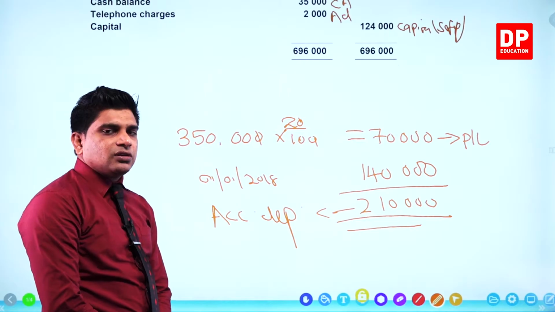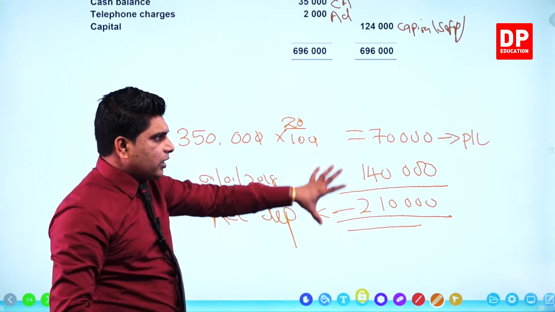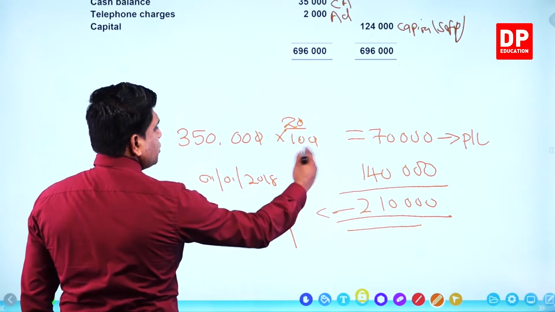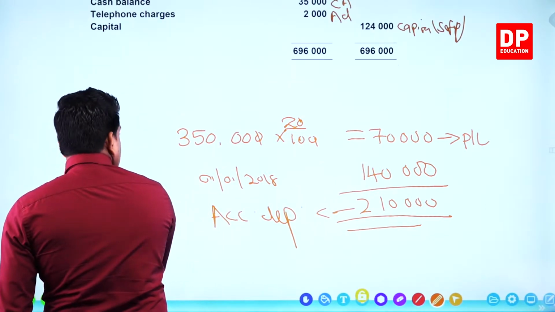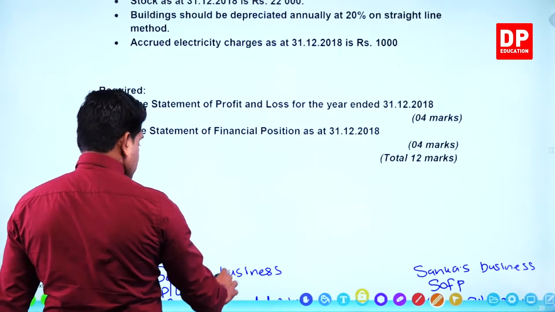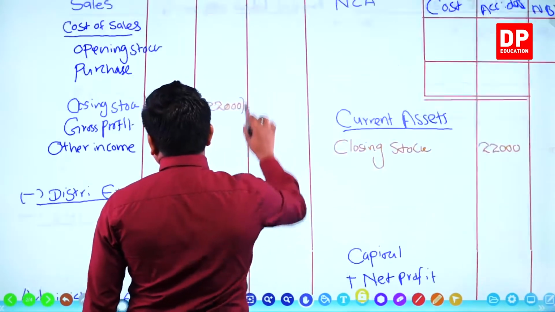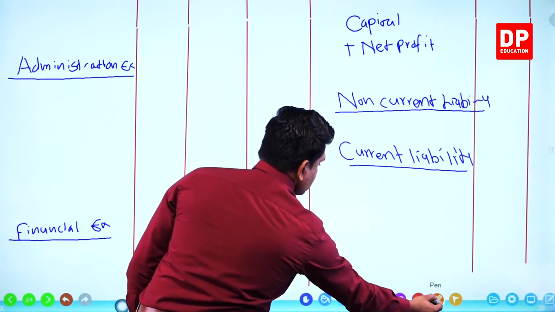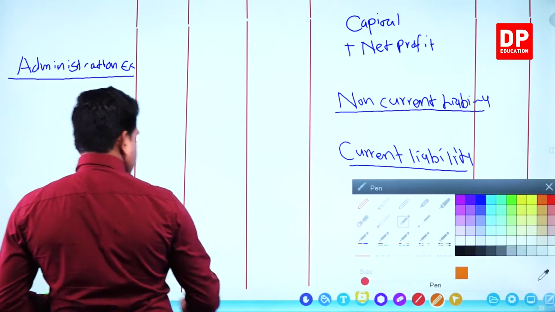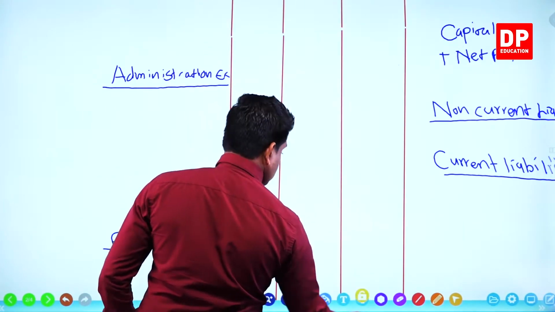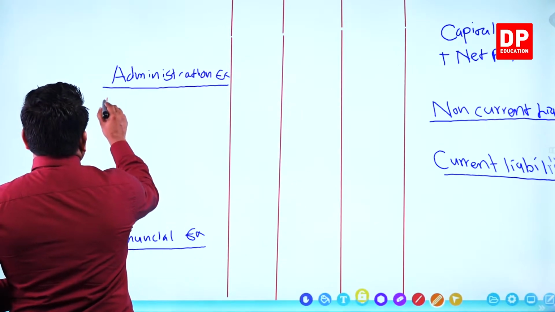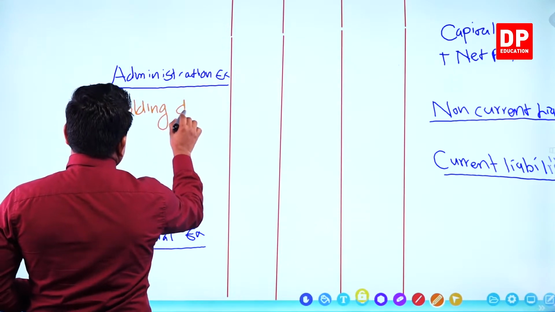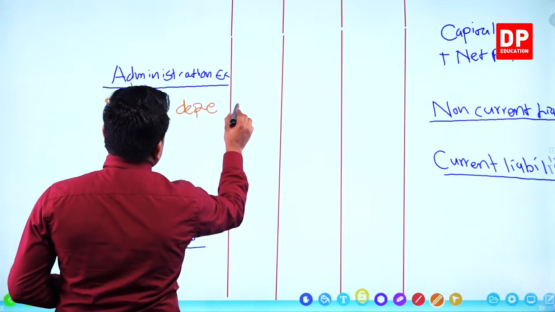Accumulated depreciation. Now write this down, right? Then we enter these values to the relevant places. 70,000 goes to administration expense: building depreciation 70,000.